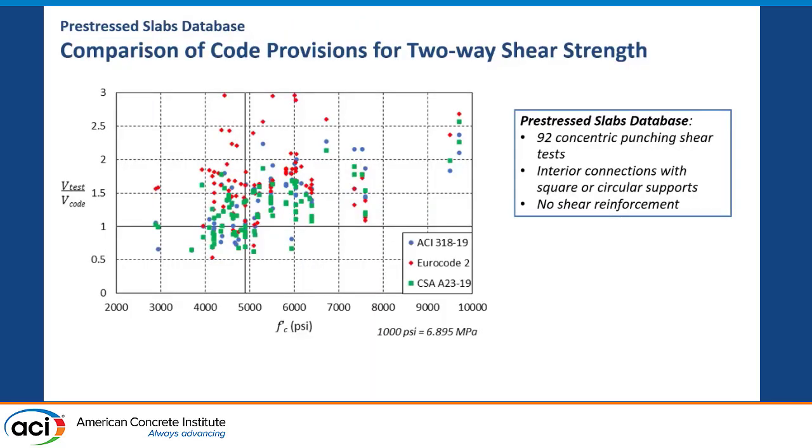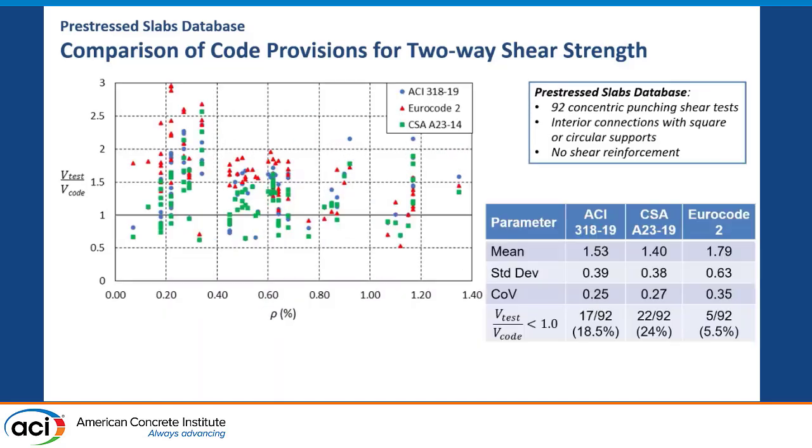This figure compares the shear strength ratio calculated for different codes discussed in the previous slide and their relationship with the concrete compressive strength. It can be observed that as the concrete compressive strength increases, the level of conservatism of the slab also increases. This figure shows the relationship between shear strength ratio and the reinforcement ratio. The slabs included in the database had very low reinforcement ratio, which was less than 1.4%. The table on the side gives a summary of the statistical data for shear strength ratios. It can be found that the Eurocode 2 actually gives more conservative results for pre-stressed slabs. It also has less number of slabs with shear ratio less than 1.